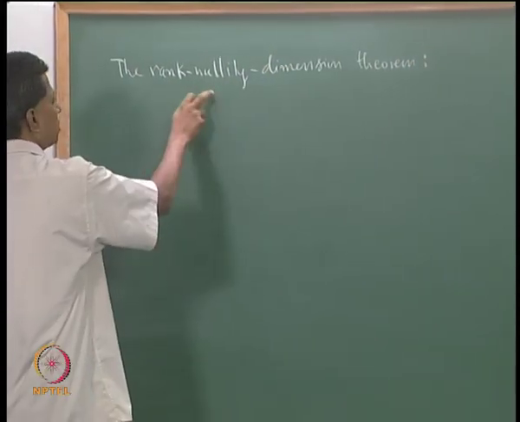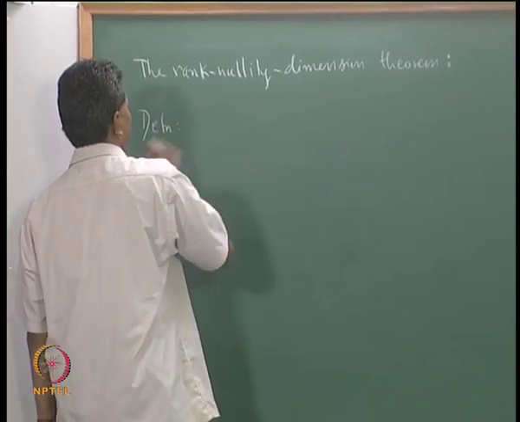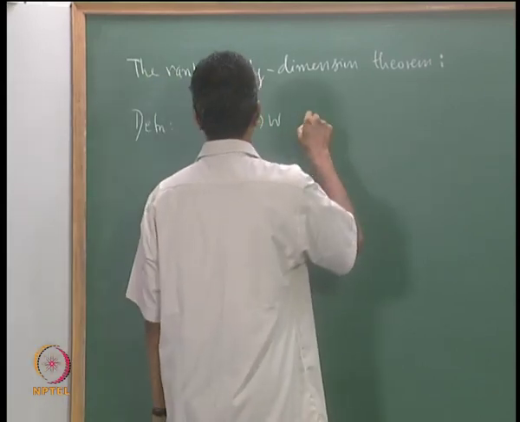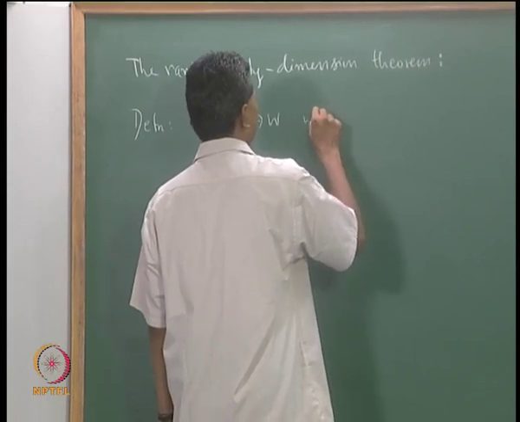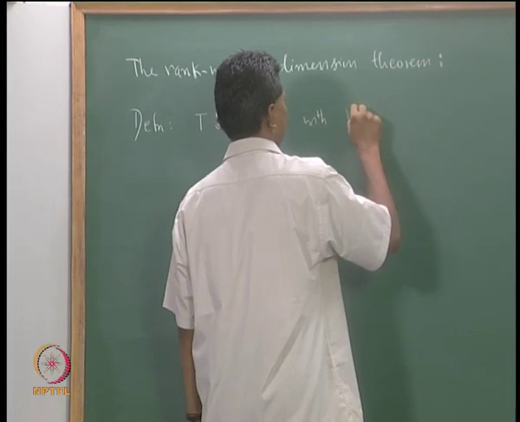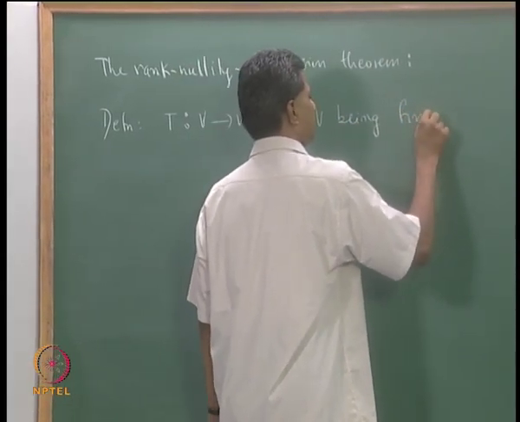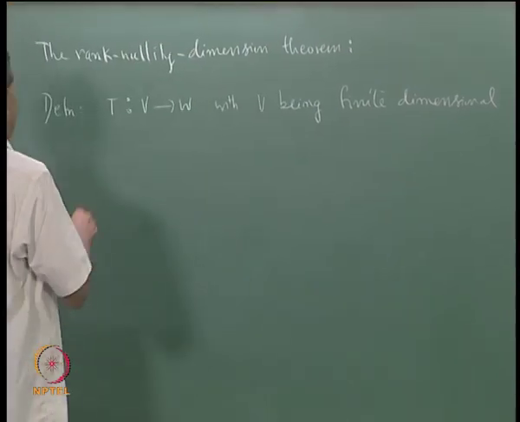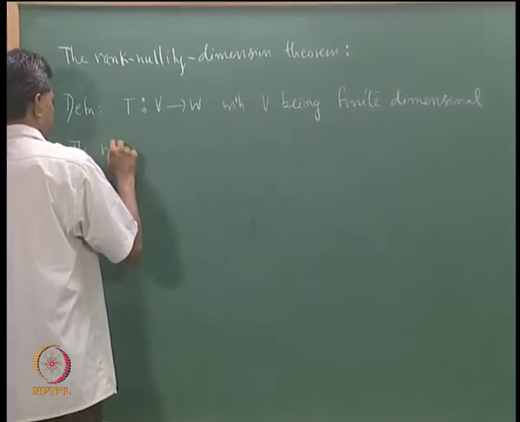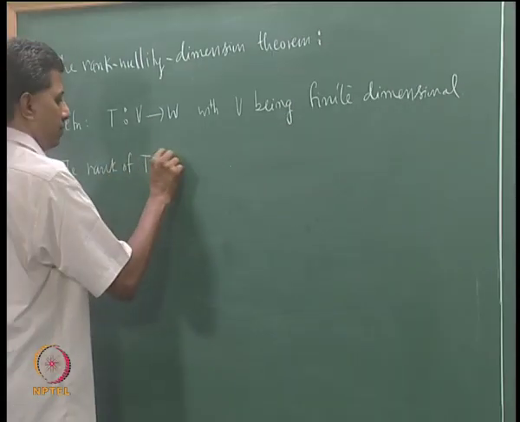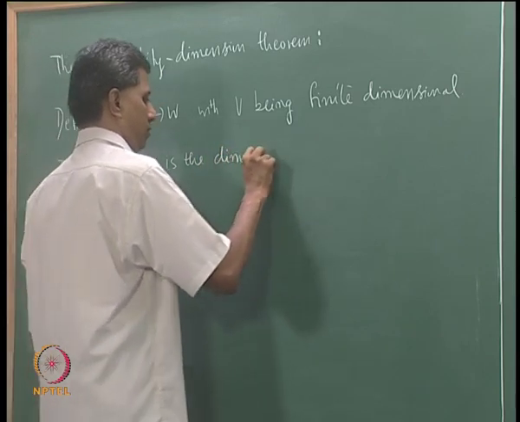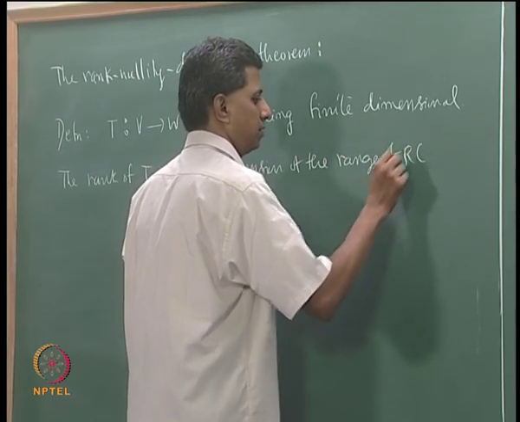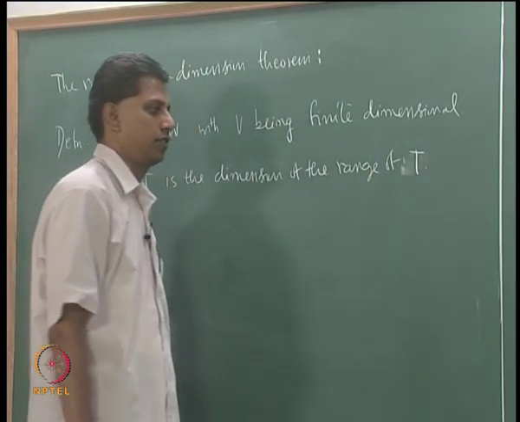Okay, first, what is a rank? What is nullity? Let T be a linear transformation from V into W. I will assume that V is finite dimensional. The rank of T is the dimension of the range of T, of the range space of T.